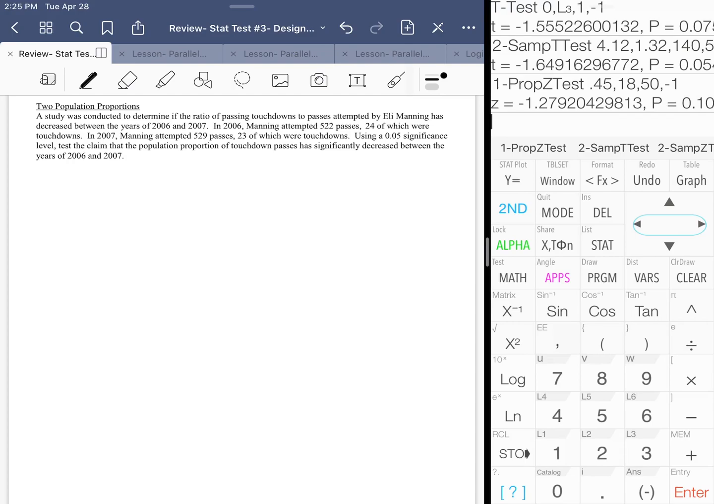Page 5 of the Stat Test 3 review from 2017. So we're looking at two population proportions. In this case, the study was conducted to determine if the ratio of passing touchdowns to passes attempted by Eli Manning had, right, so typo for somebody.